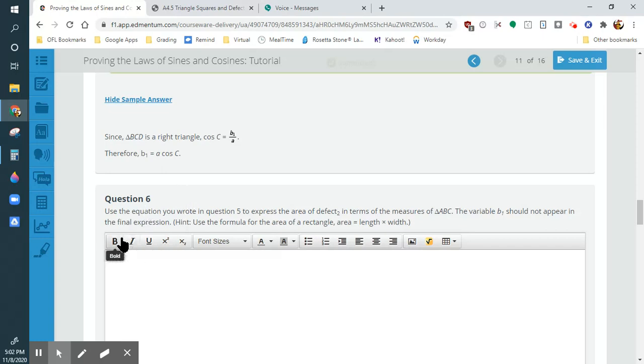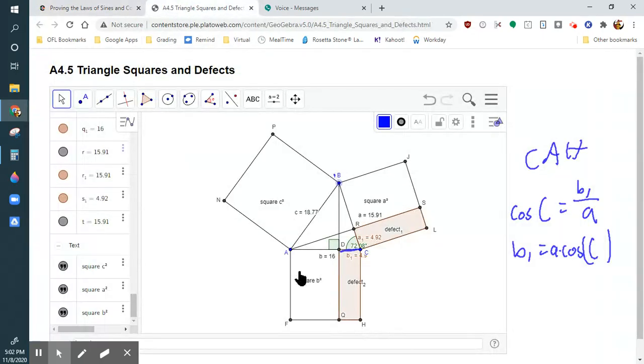This is where Edmentum. Okay. Use the formula for area of a rectangle. So use the formula you wrote in question 5 to express the defect area. Oh, okay, the defect area. So in other words, the defect area here. Okay.